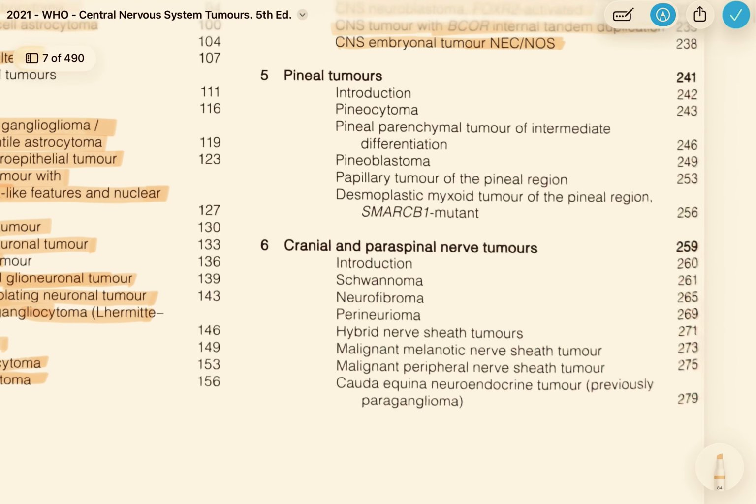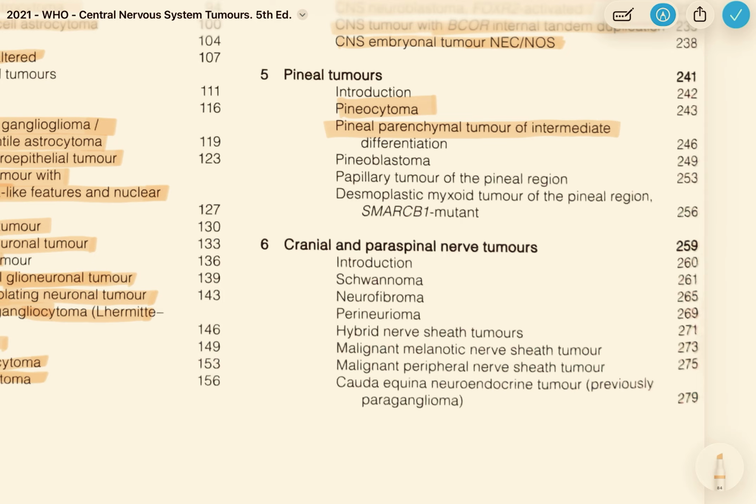Then we have pineal tumors, in which we have pineocytoma, pineal parenchymal tumor of intermediate differentiation, pineoblastoma, papillary tumor of the pineal region, desmoplastic myxoid tumor of the pineal region, SMARCB1 mutant. In cranial and paraspinal nerve tumors, we have schwannoma, neurofibroma, perineurioma, hybrid nerve sheath tumor, malignant melanotic nerve sheath tumor, malignant peripheral nerve sheath tumor, and cauda equina neuroendocrine tumor, previously paraganglioma.